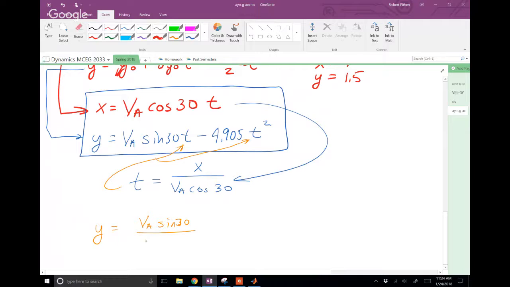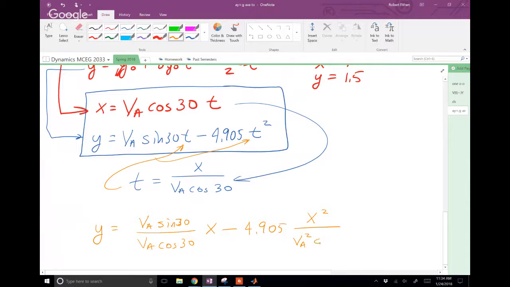And then, oh, I got VA cosine 30. Did I do that? Okay. Oh, then the X. And now, unfortunately, I can't get away without some of that over here. 4.905. Now I got to do T squared. Oh, yeah. X squared.